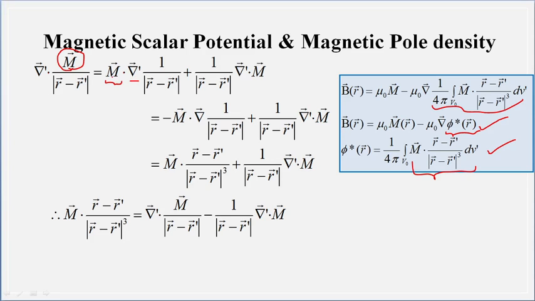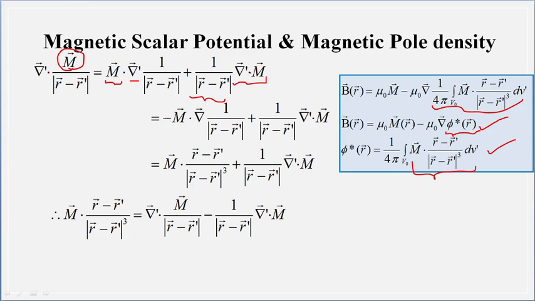Plus the second quantity, 1 by modulus of R minus R dash, into the derivative of the first quantity. So what I have written here is the derivative of the product: first quantity into derivative of second quantity, then second quantity into derivative of the first quantity. And wherever required, you have to write a dot here, because this is a vector quantity. That's why I have written dot here.